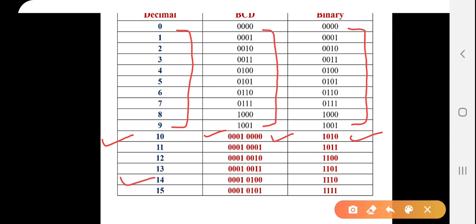Similarly, if we want to find the BCD number for 14 as a decimal number, you need to replace 1 by 0001 and 4 by 0100. But in case of binary, you just need to divide 14 by 2 till we get remainder 1, and after that you will get 1110. So as you can see, the BCD number is much larger in size, but the process of converting a given decimal number into BCD is quite easy.